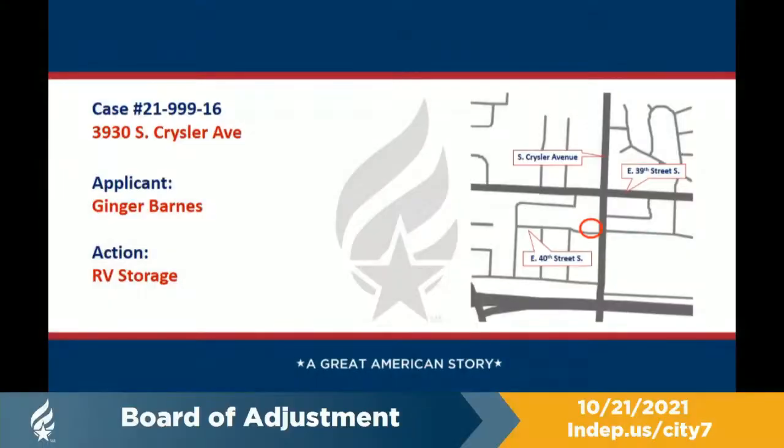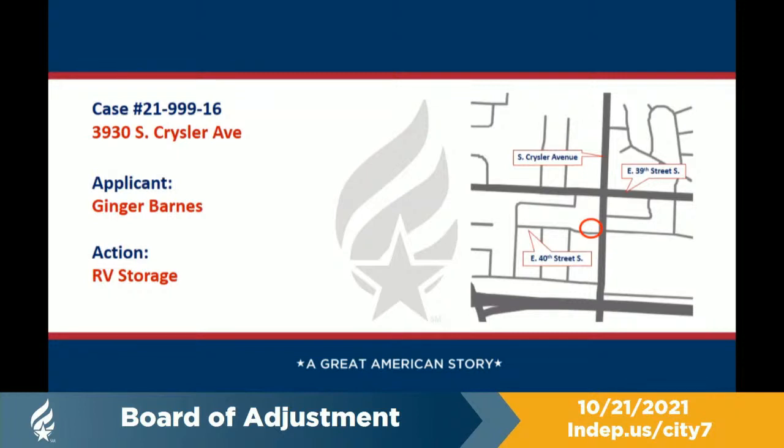Now I guess we can go to the 21-999-16, Ginger Barnes, 3930 South Chrysler Avenue. Yes, Ginger Barnes seeks a variance pertaining to the recreational vehicle parking standards for her property at 3930 South Chrysler. Variances are required for the storage of a recreational vehicle, a travel trailer, on the unpaved surface, which will not be 7 feet from the north property line, and it will extend slightly into the street side yard along South Chrysler.